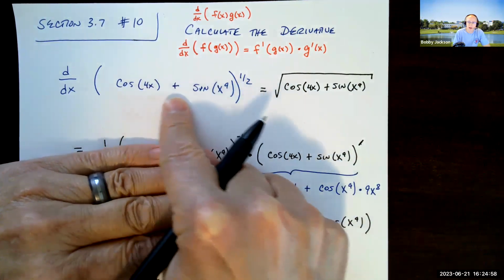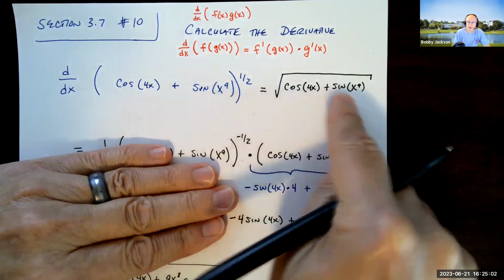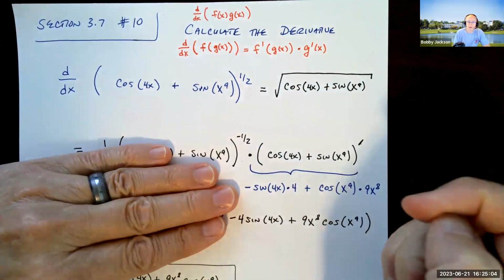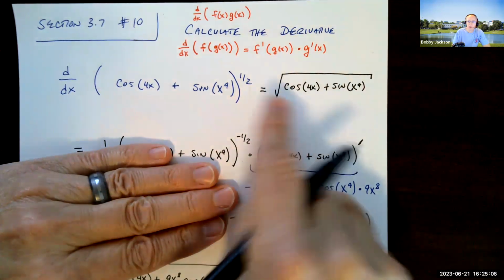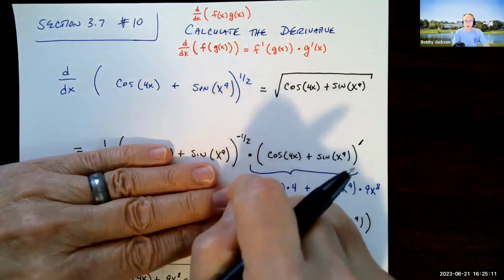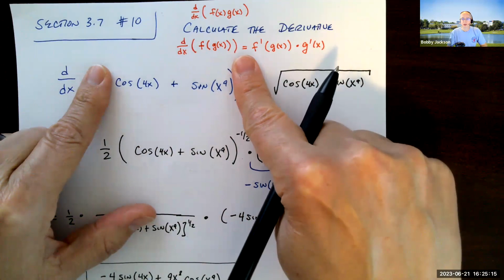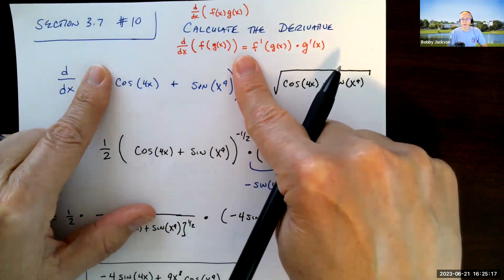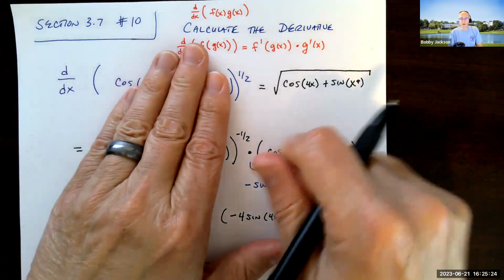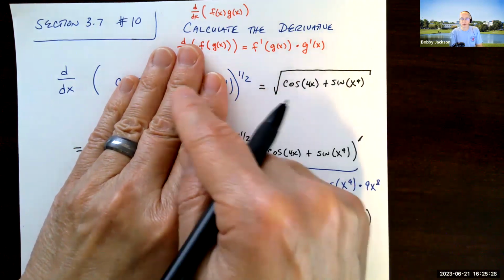Now notice it's all of this to the 1/2 power, which could have also been written as all this square root, right? So the 1/2 power means the square root. So we're really taking the derivative of this function, but it's good to write it in this form, obviously, because the first thing we're going to notice the composition is the inner function is cosine of 4x plus sine of x to the 9th power, right? And the outer function is u to the 1/2 power, or square root of u, right? So u to the 1/2 power.